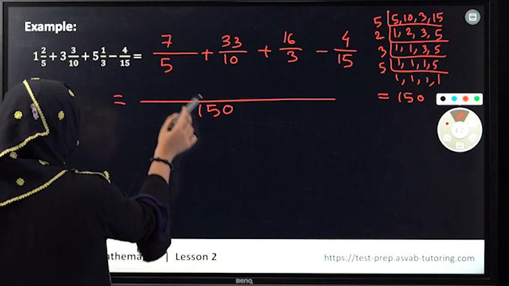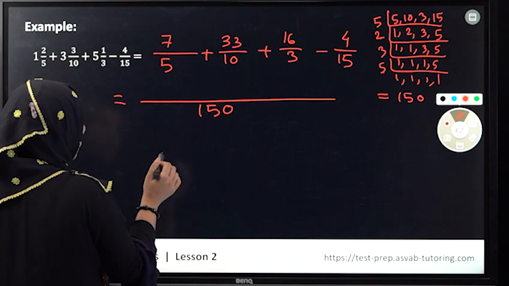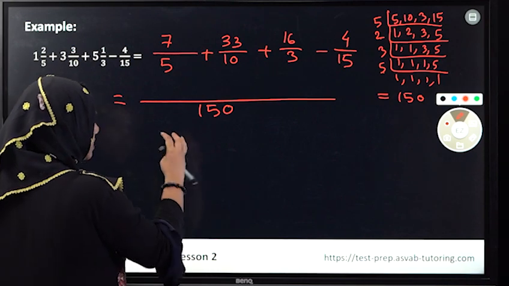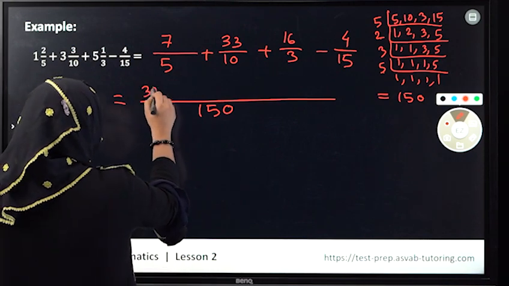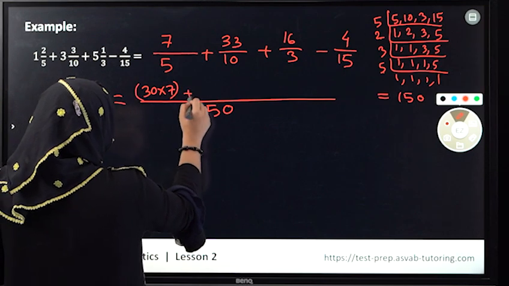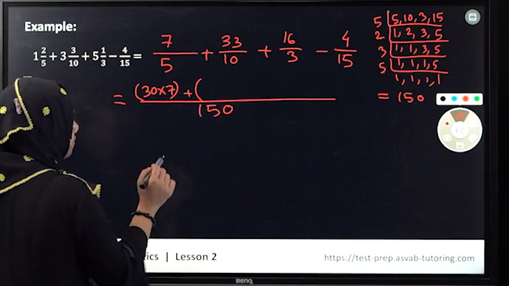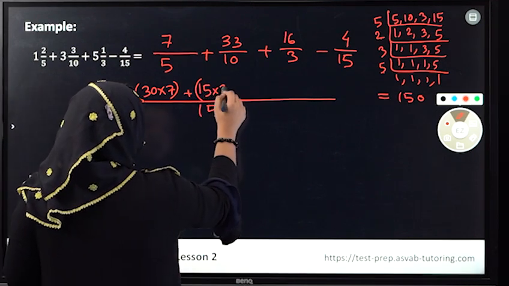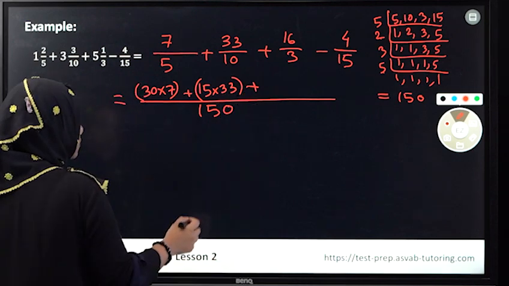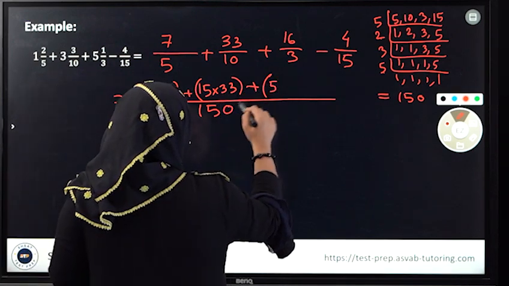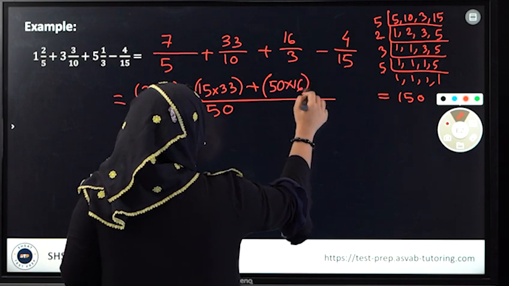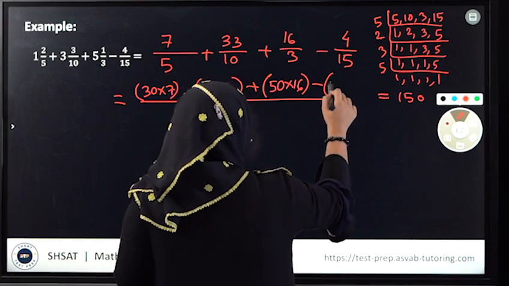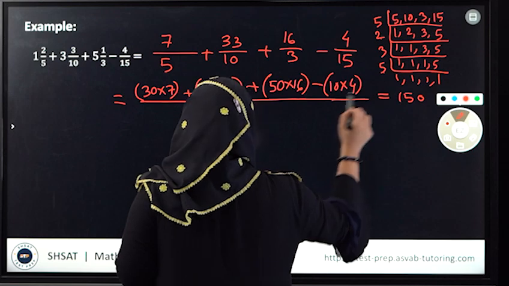Now you can actually divide 150 by 5. That gives me what? 5 times 3 is 15, and then there's a 0, which means that it's 30. So you do 30 times 7 over here, plus, again, 10 times 15 is going to be 150. So you do 15 times 33 over here, plus 3 times 5 is 15, so it's 50. So 50 times 16 over here, minus 15 times 10 is going to be 150. So you do 10 times 4 over here, yeah?